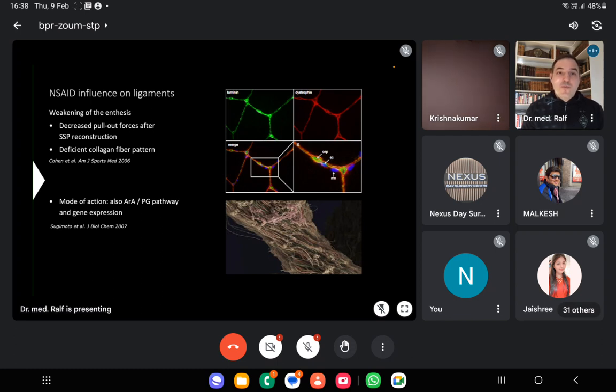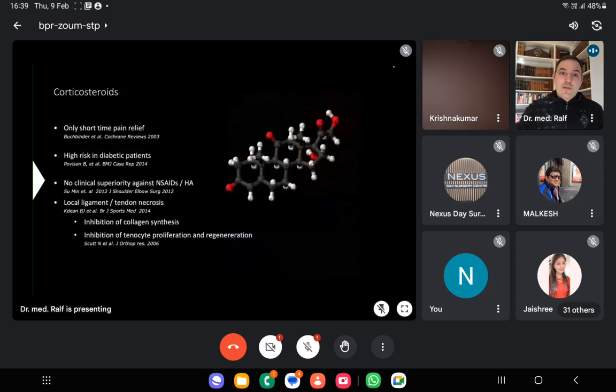resulting in a decreased pull-out force, like after reconstruction of the supraspinatus tendon, as shown in this study that I wrote down here. And the reason is a deficient collagen fiber pattern that is produced by long-standing use of non-steroidal drugs. The mode of action is already known and it's the same. It's the impairment of this inflammation process that is really detrimental.